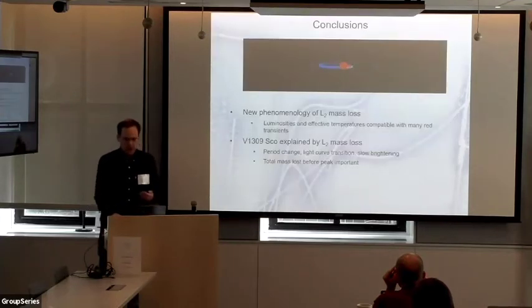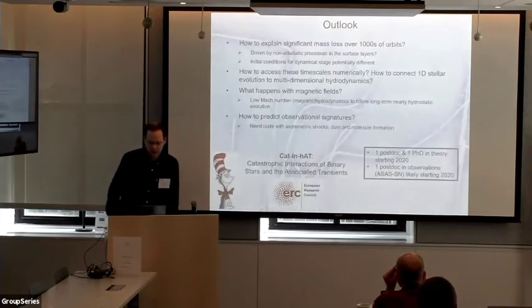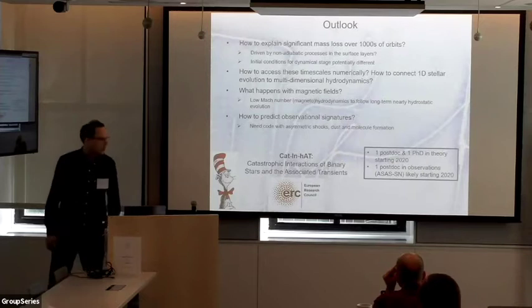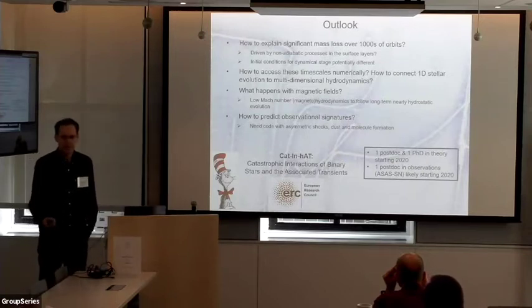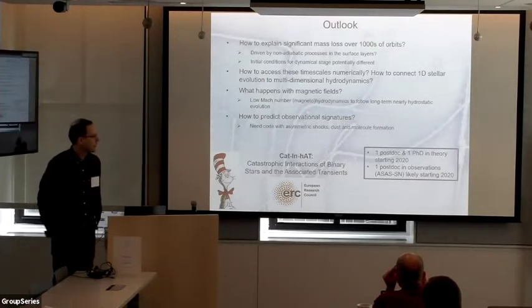So I think this illustrates very well that L2 mass loss was happening over hundreds or thousands of orbits in V1309's orbit. There was substantial mass loss associated with this. And this could have significantly changed the structure of the binary and of the orbit before the dynamical phase ensued. But this is, of course, not the final word, because we still need to explain the basic thing. What determines mass loss as a function of time? What happens there? How can we access these very long timescales numerically?